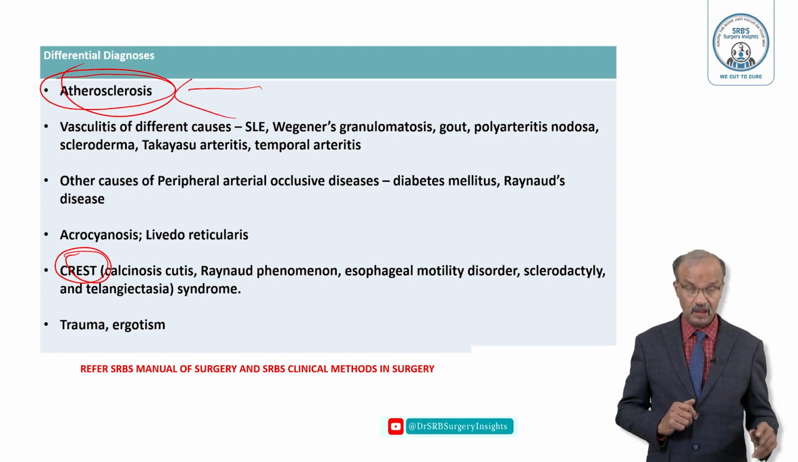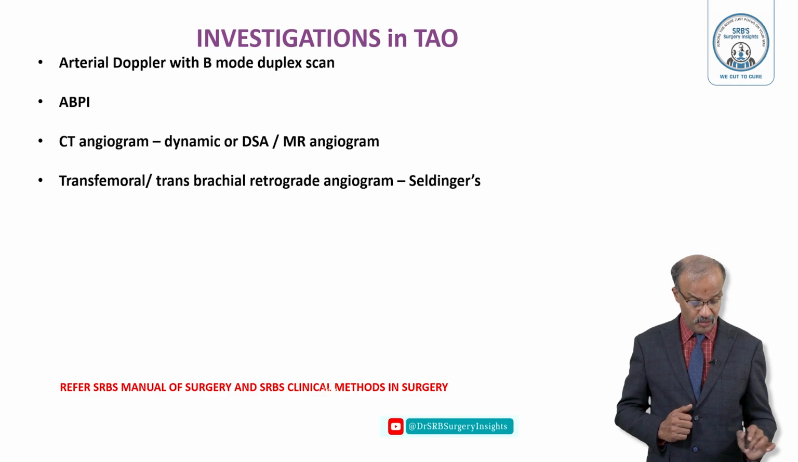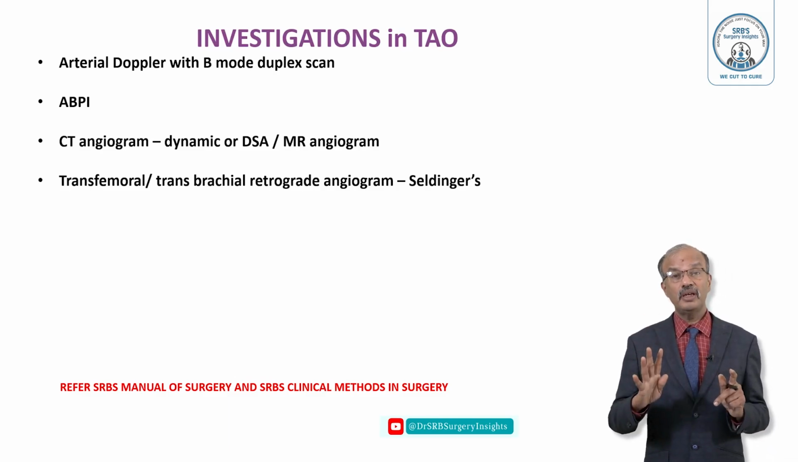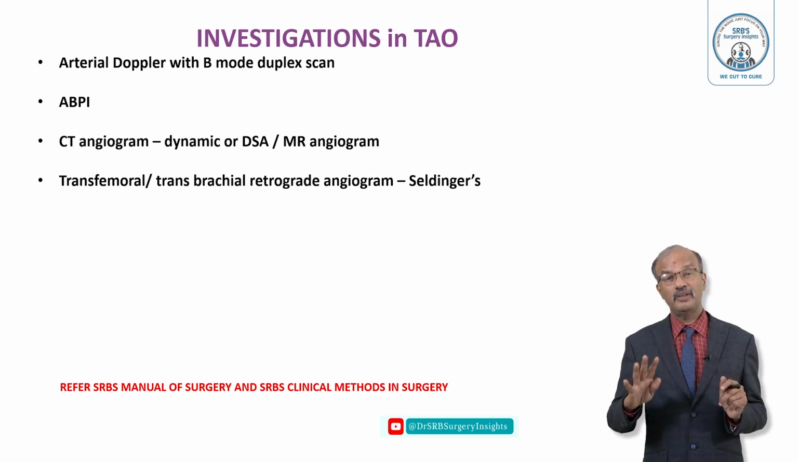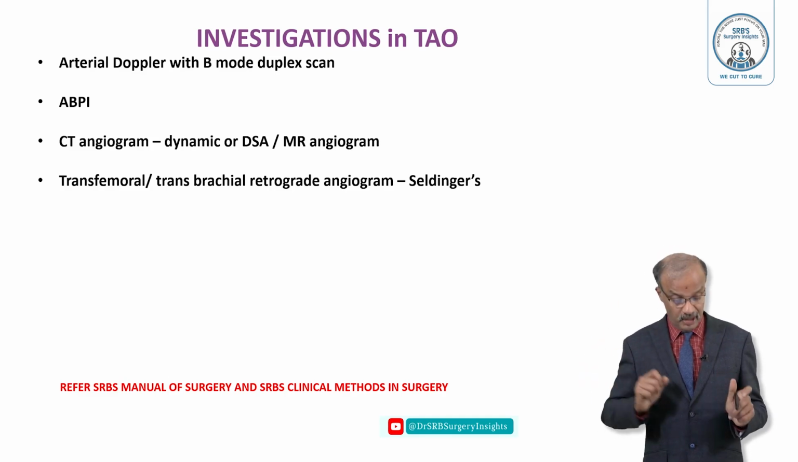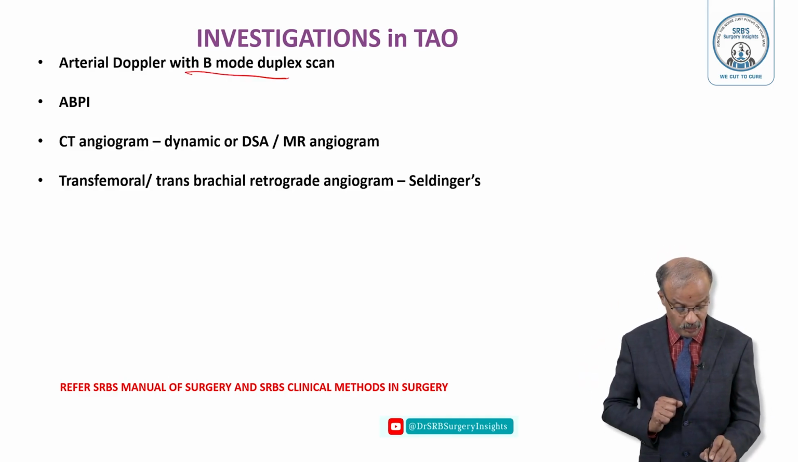And all other things are the differential diagnosis, vasculitis and other things. And investigations in TAO, first thing is non-invasive: arterial Doppler, B-mode duplex scan. B is for brightness. Another mode for the Doppler is motion mode, which is mainly used for echocardiography for the cardiac system, whereas here it is B-mode. B-mode means brightness mode.